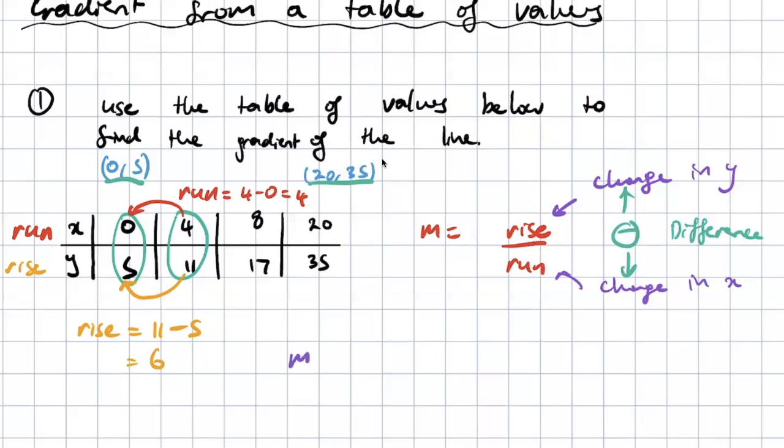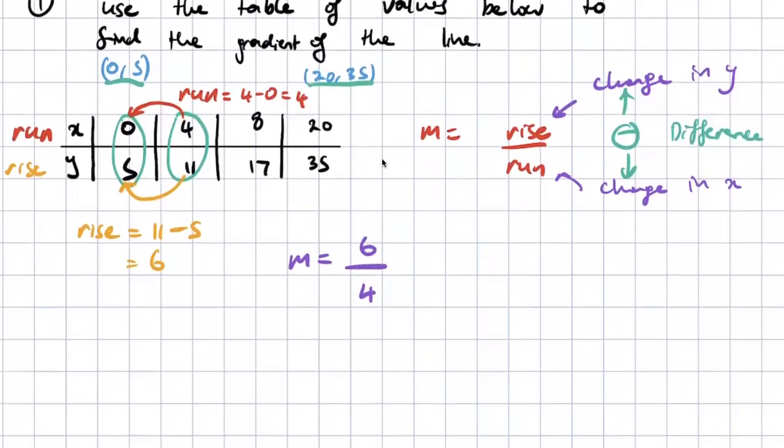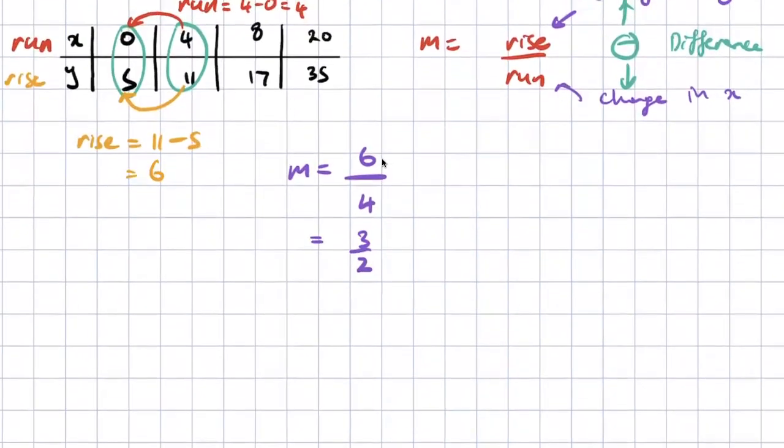So now I've done my rise and my run. My rise was 6. My run was 4. I end up getting 6 over 4, which we know is a gradient of 3 over 2.